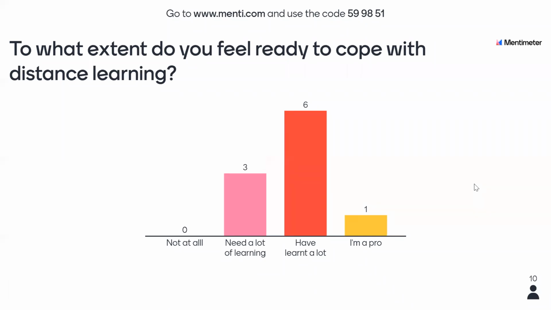Oh, one of you is a pro. Okay, maybe Howie. Have learned a lot. But it's anonymous, so you don't know. That's right, exactly. That's the whole point about this. Okay, those are the added values of using this.